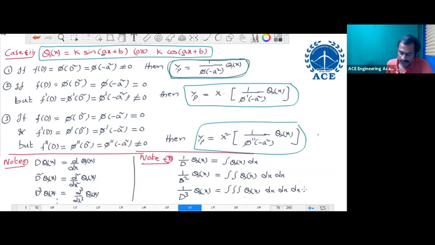D is the operation of differentiation. 1 by D is the operation of integration. Remember this. So let us go to the problems for this. Problem number 1.